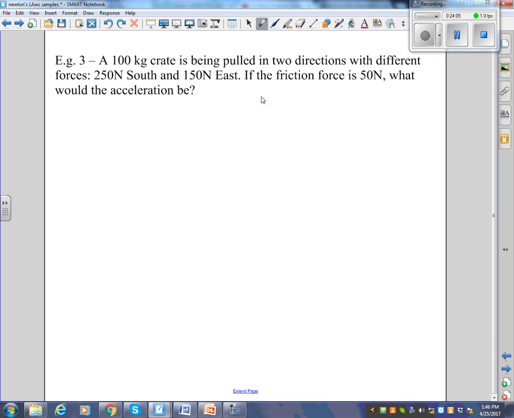Okay. So in other words, it's a top-down view, right? A 100-kilogram crate is being pulled in 2 directions with different forces: 250 newtons south, 150 newtons east. That's your clue that you're looking top-down. It's giving you those kind of directions, like you're looking at a map, right? That's kind of your cue there. So let's draw our crate. And our forces are 250 south, down, and 150 east, like so.